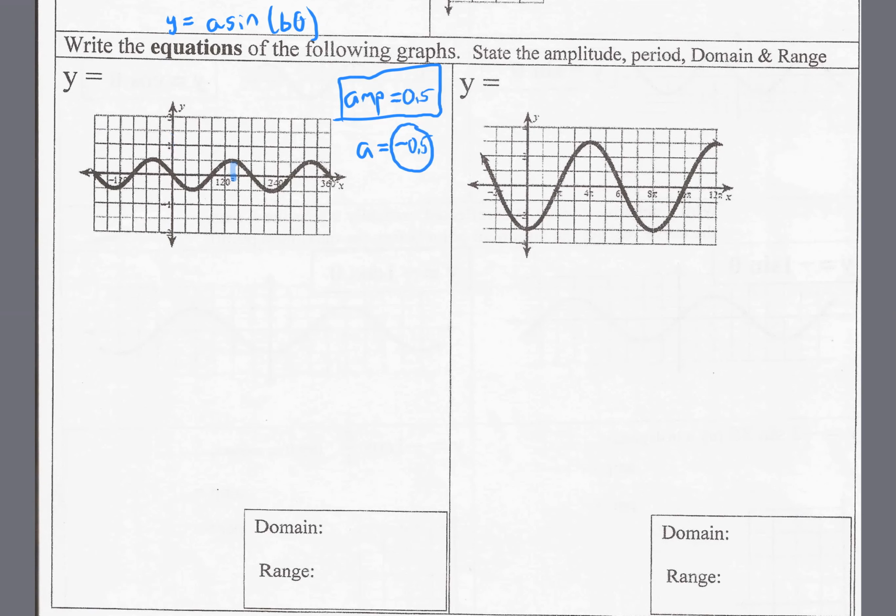For the period, first let's highlight a cycle. One cycle would go from the origin, 0, min, 0, max, and then back to 0. I want to know the horizontal distance that I traveled here. If you see 120 and it takes 4 hash marks to get to 120, you do 120 divided by 4, so your scale is by 30. It looks like you're going 2 hash marks past 120, so you do 120 plus 30 plus 30. That should be 180 degrees. Is that what you guys are getting for the period? 180?